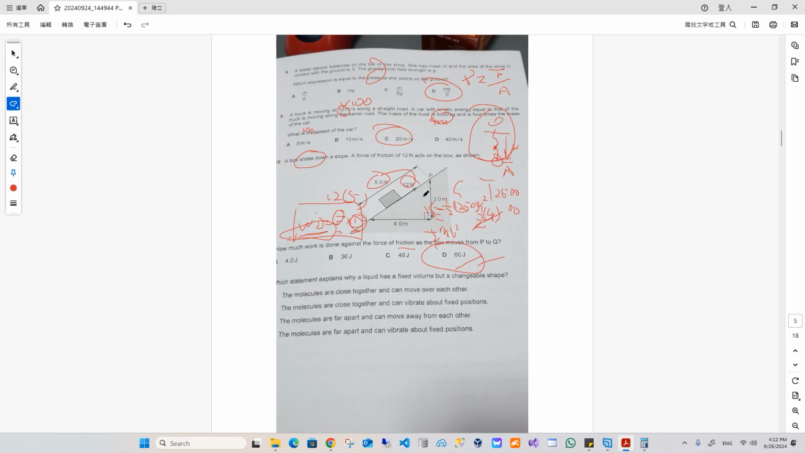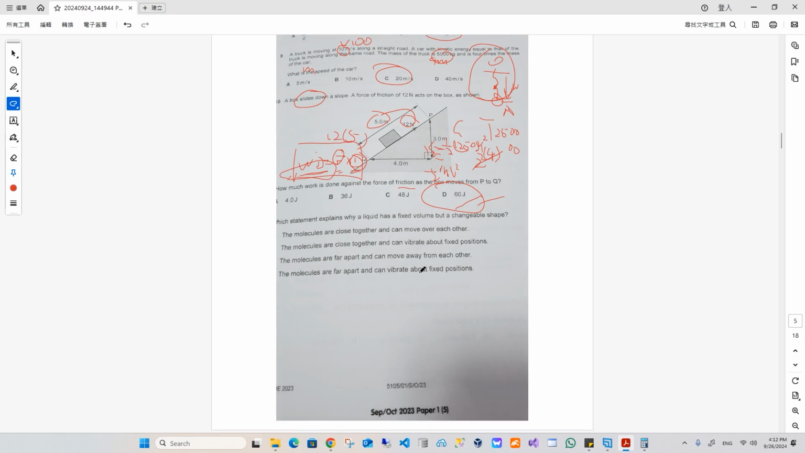So that's the frictional force, and there's the direction it goes. That will be the amount of work done against the friction. So it will be correct. So stick to the formula.